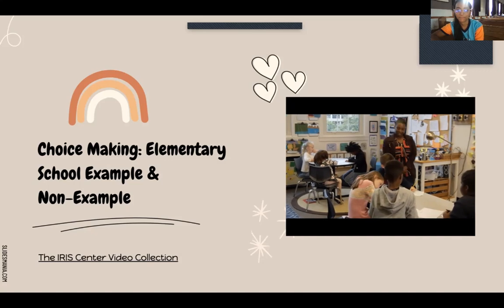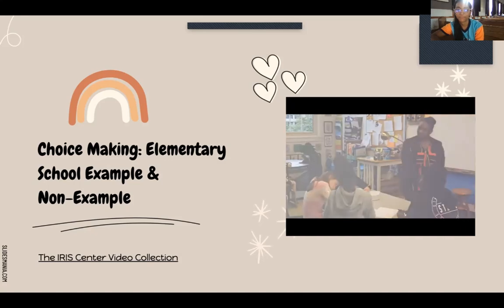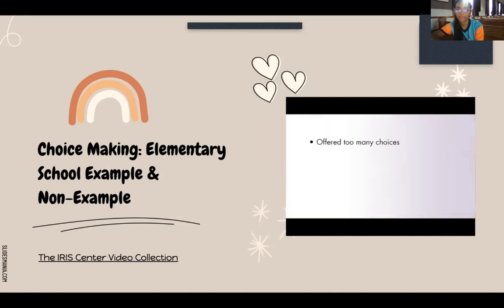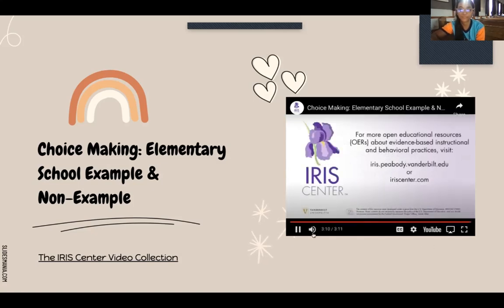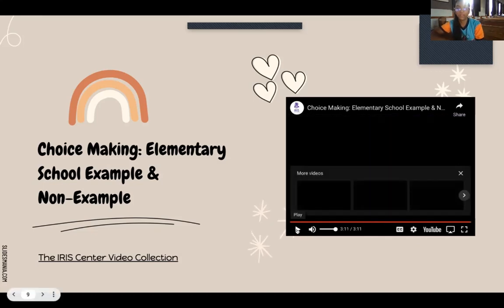To review, Mrs. D incorrectly implemented choice making because she offered too many choices, questioned the student's choice rather than praising the student after making her choice, and basically chose the student's option for her. All right, so we saw 2 awesome examples, one that was a supportive example of implementing choice making and one that was not properly executed.